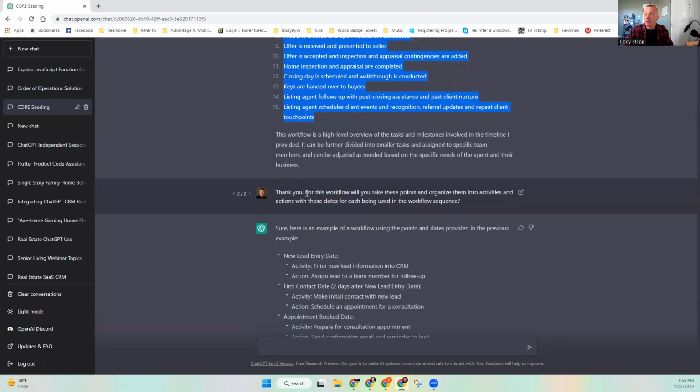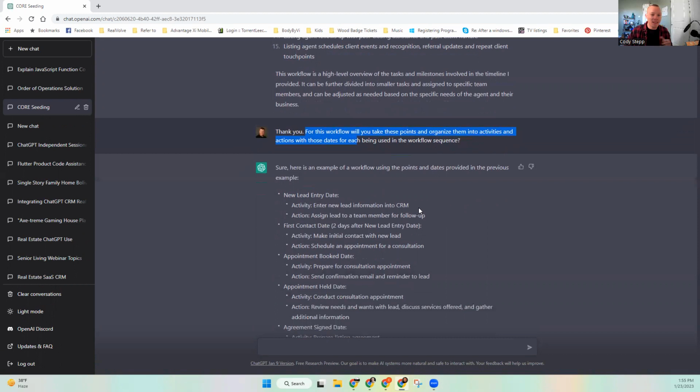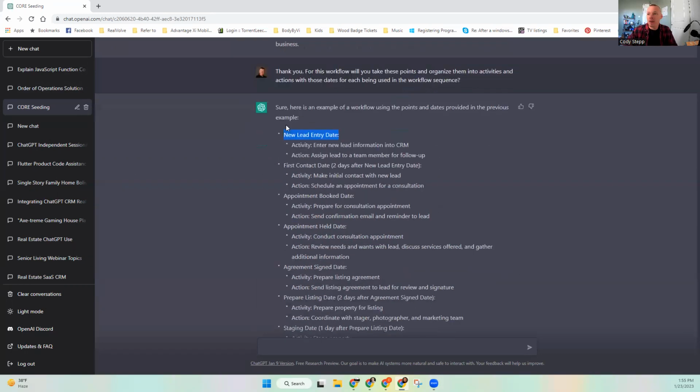So I said, from this workflow, will you take these points and organize them into the activities and the actions for the dates that are specifically given? And this is where the real cool stuff happens, because it starts building out the skeleton of a workflow for me. So what I could do is take this and literally go step for step, and build it out in workflow or in RealVolve live, and create brand new workflows.